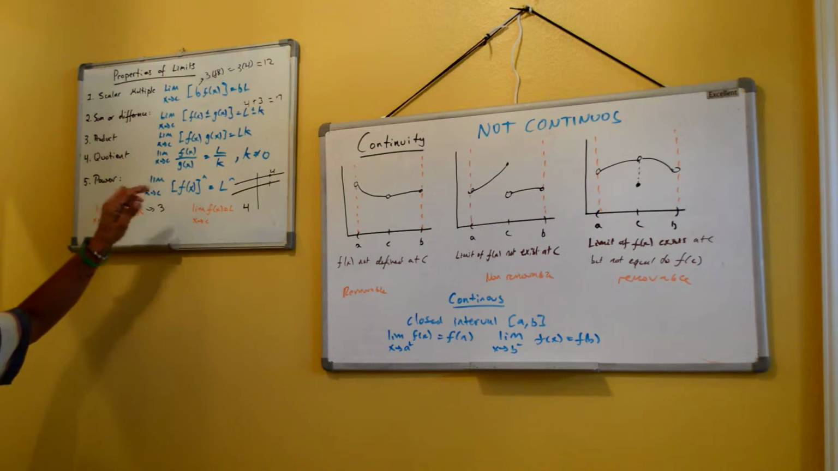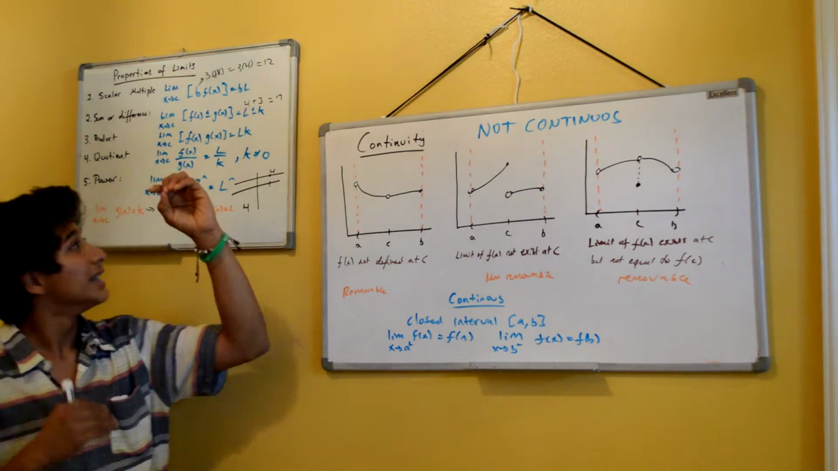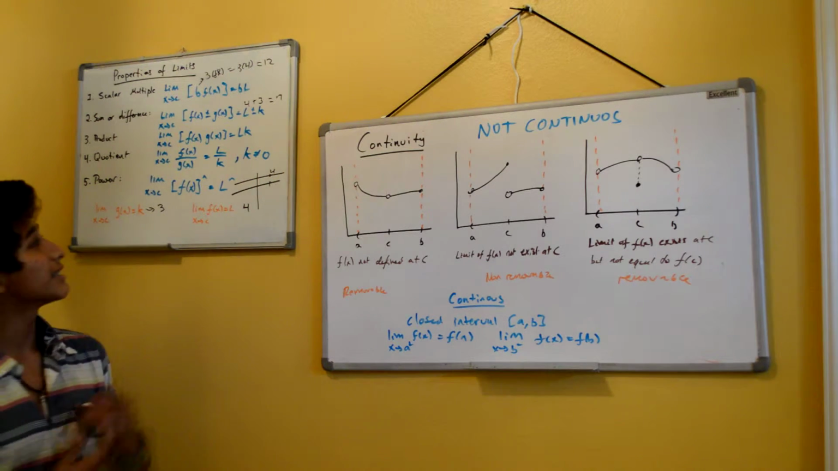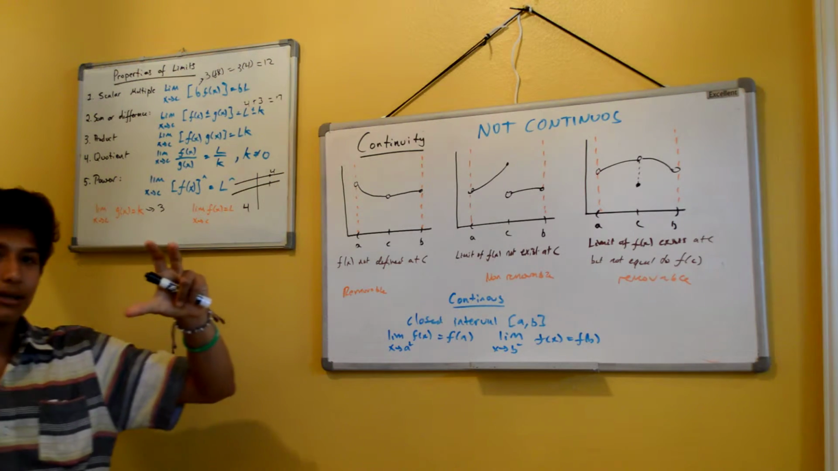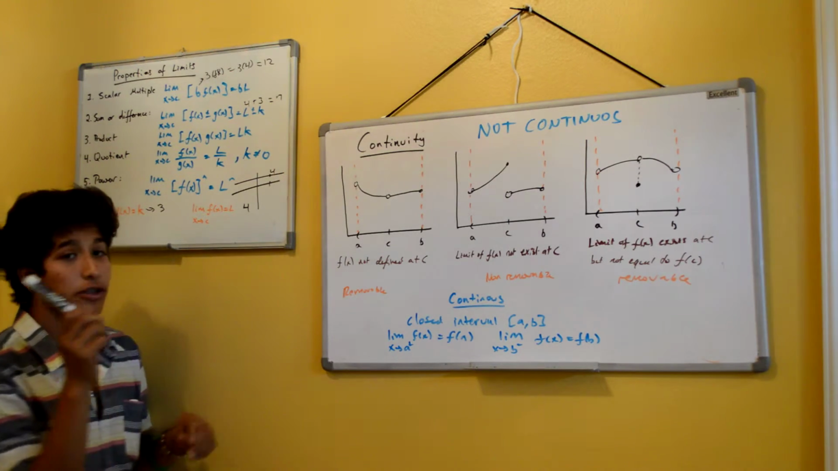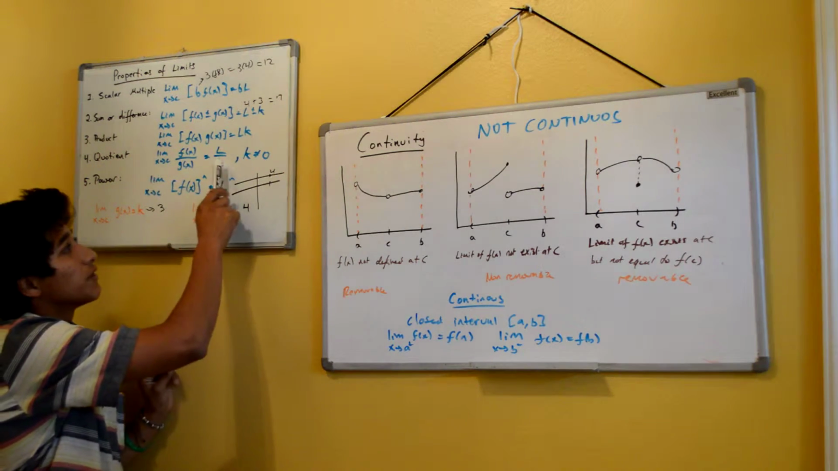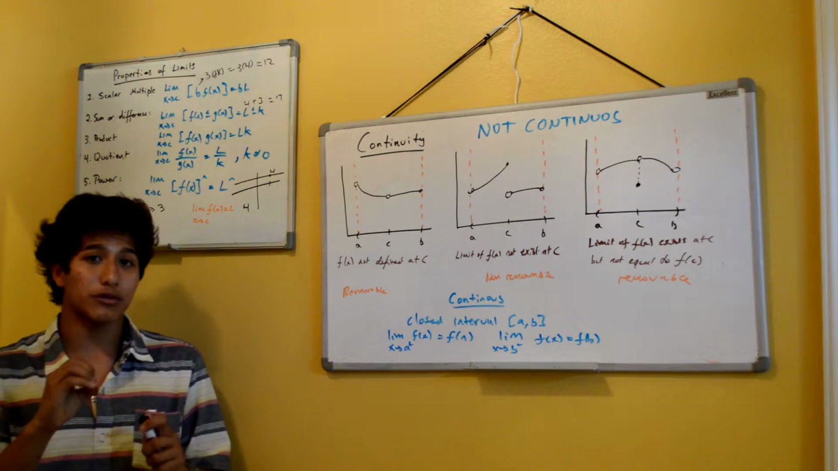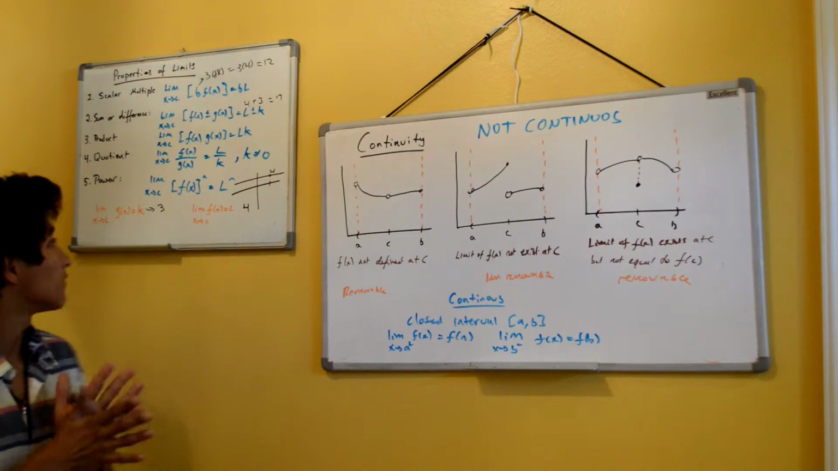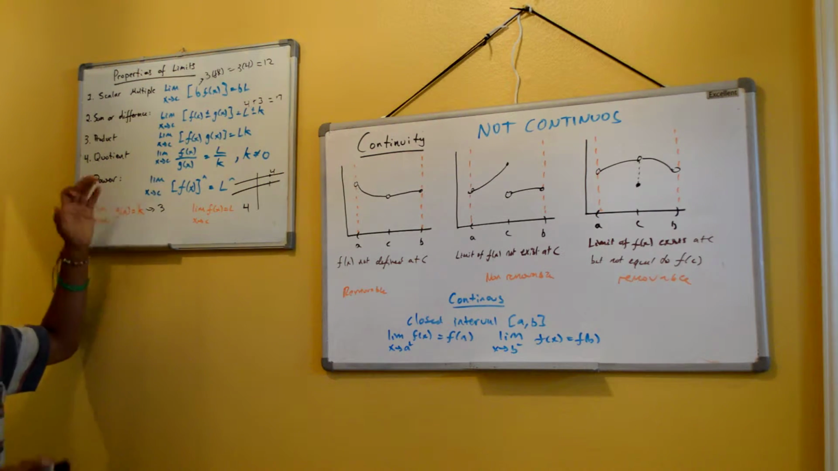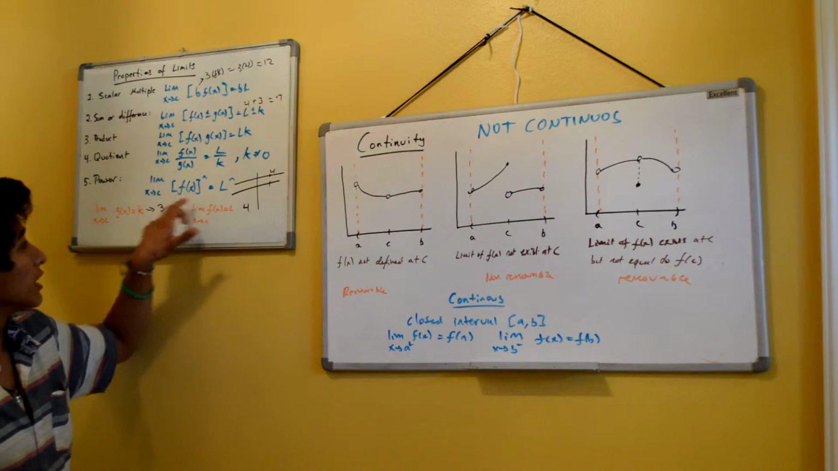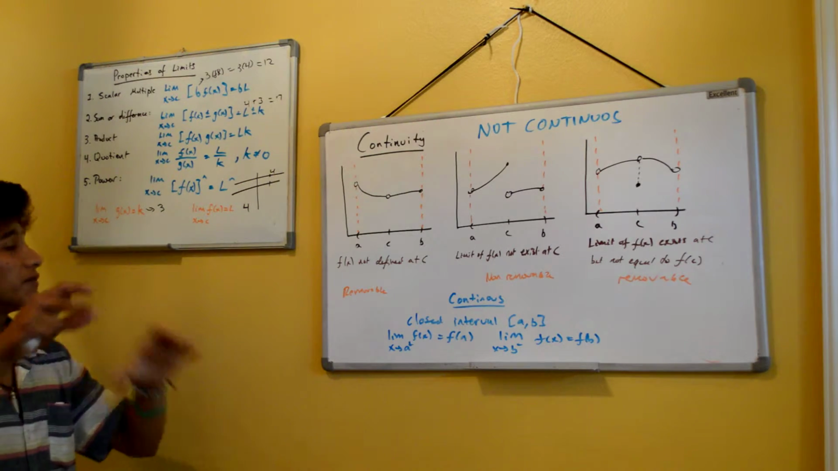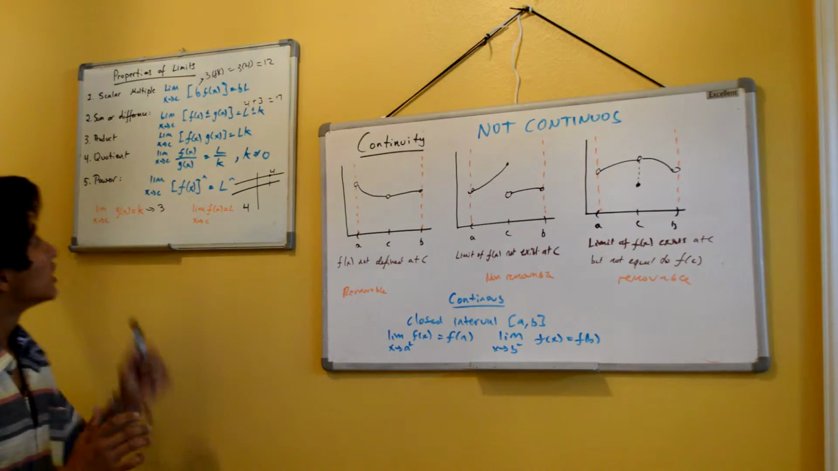The quotient rule: if you divide the limit of f of x over the limit of g of x, it's the same thing as finding the limit of f of x over g of x. But the important thing is, the limit of the denominator cannot equal 0. Remember that something divided by 0 does not work. Power is basically the same thing. The limit of f of x to the power of n is the same thing as the limit of f of x, to the power of n. So that's the properties of limits.